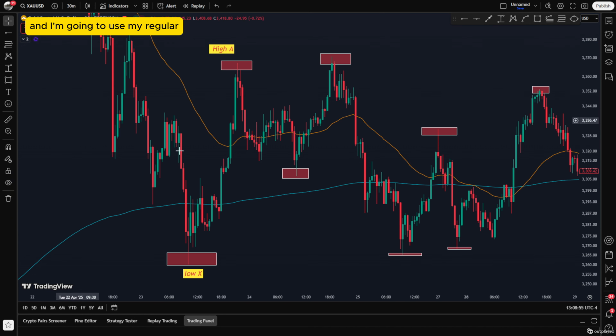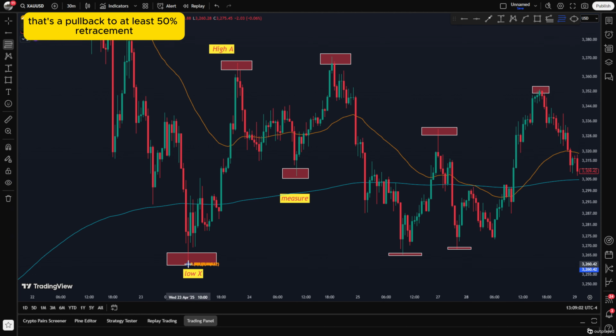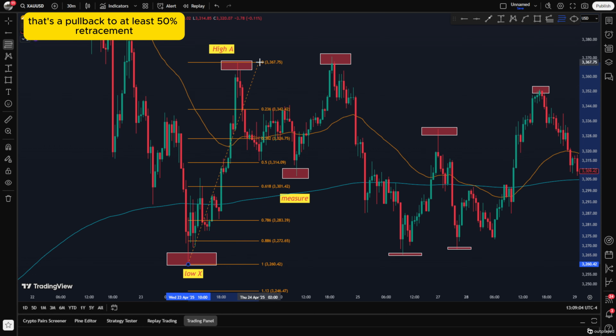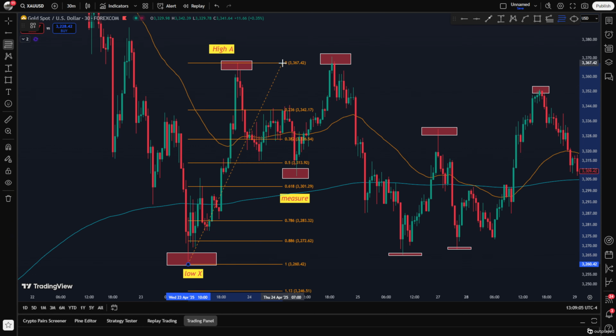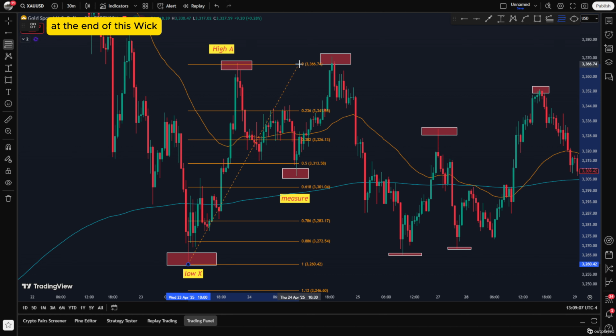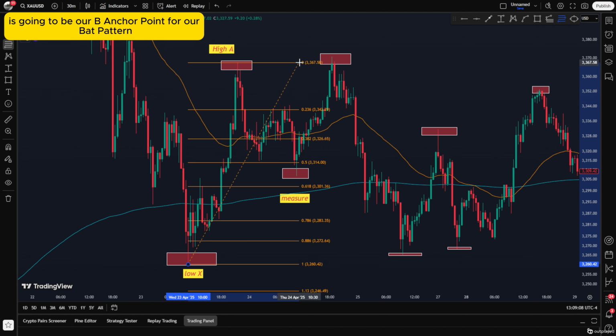And I'm going to use my regular Fibonacci retracement tool to measure this pullback. So fib from low to high, and yep, that's a pullback to at least 50% retracement, just what we needed. At the end of this wick is going to be our B anchor point for our bat pattern we're building.